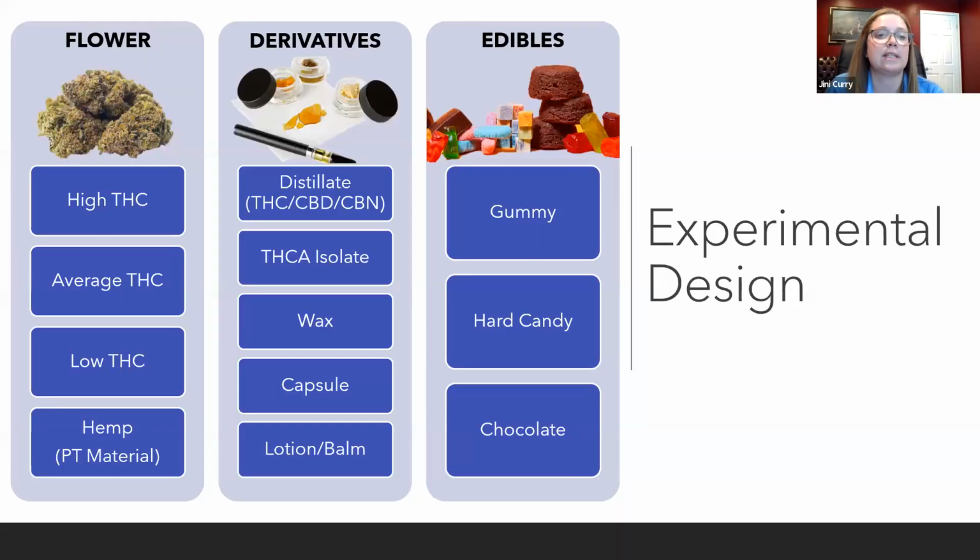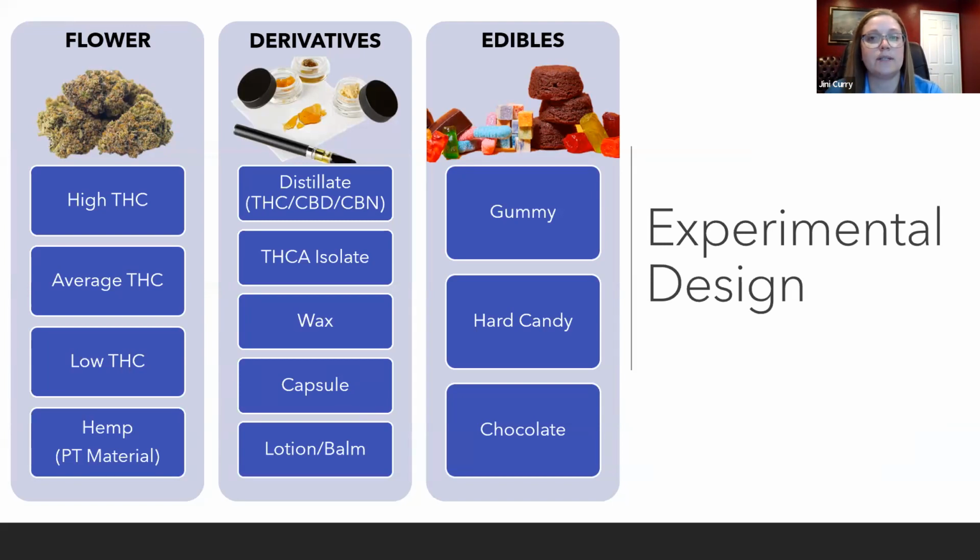So our experimental design. What we wanted to do here is to prove without a shadow of a doubt that matrix does have an impact on results, and that when laboratories are running samples for pesticides, they need to be using blended matrix calibrations. And so we have flower, derivative product, and edibles we're looking at here. And for our flower, we were looking at a high THC sample, a sample with average THC, a sample with low THC, and then a hemp sample as well.